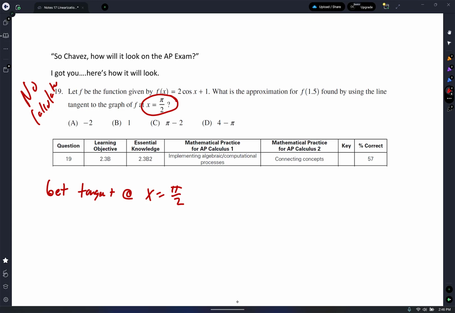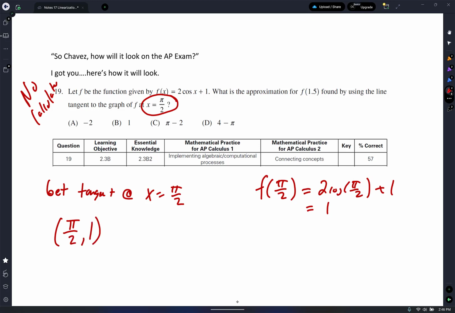All right, so here we go. F of pi over 2, so here comes pre-cal. It's baby pre-cal. 2 cosine of pi over 2 plus 1. What's cosine of pi over 2? It's 0. 0 times anything is 0, plus 1. So my point is pi over 2 comma 1. Are we okay so far?